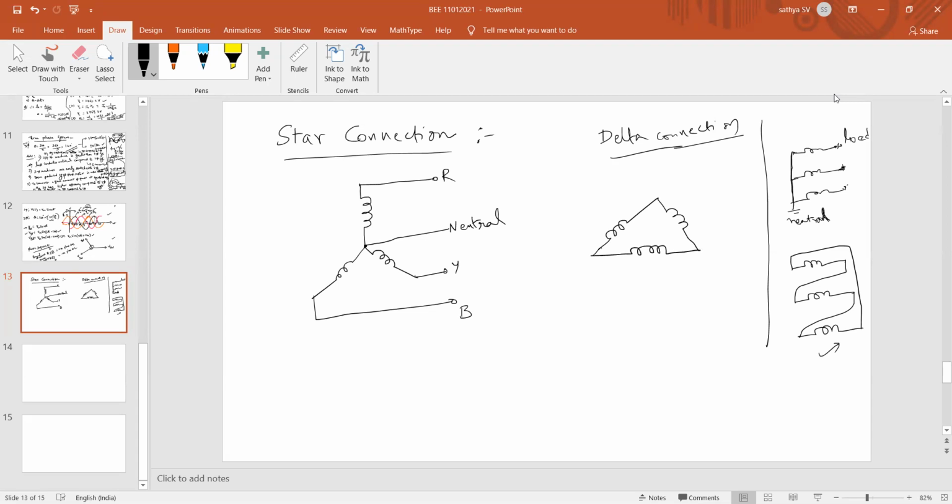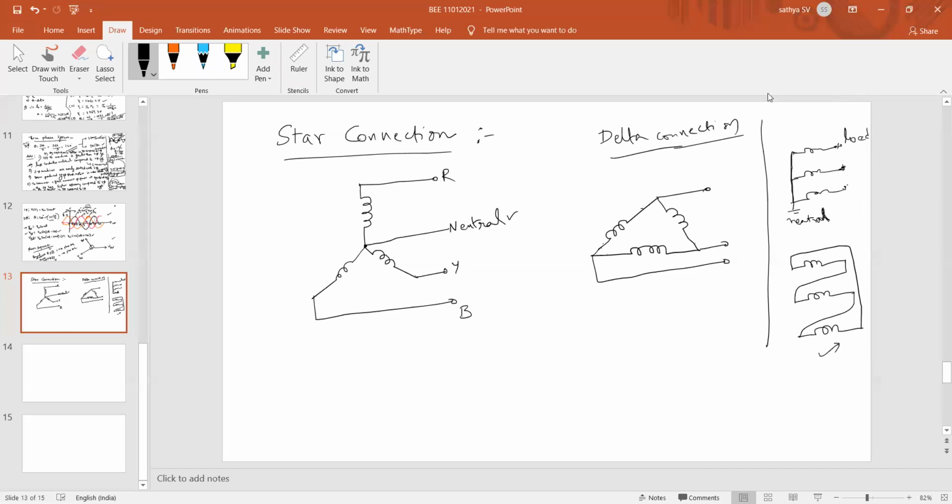Okay, the initial end is connected to the terminal end, and this initial end is connected to this terminal end, and this initial end is connected to this terminal end. Here there is no neutral point. Did you identify the difference between star and delta? There is no fourth wire in the delta connection, but in star we have the additional wire that is called a neutral point.